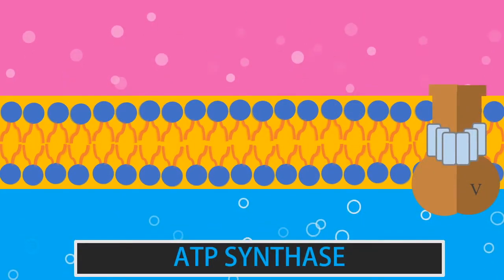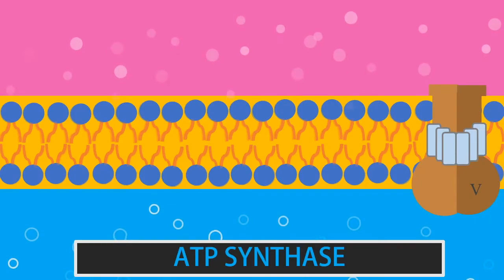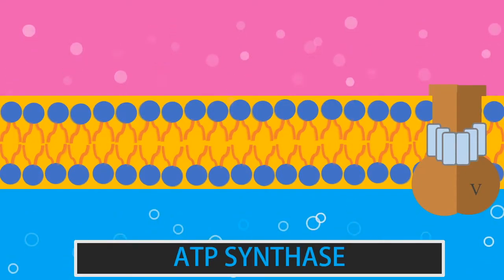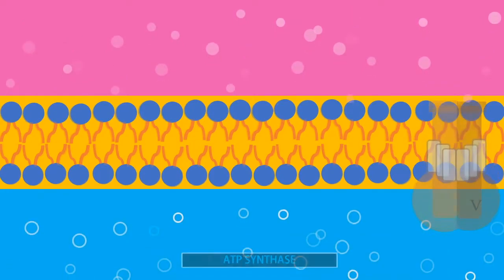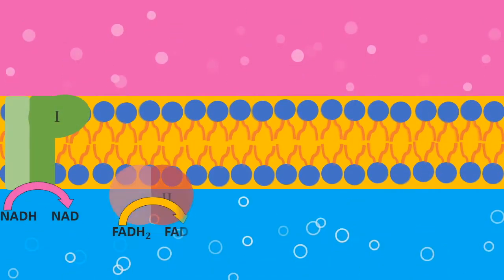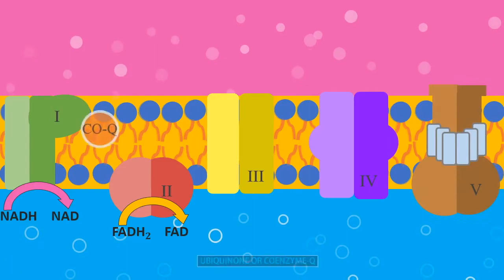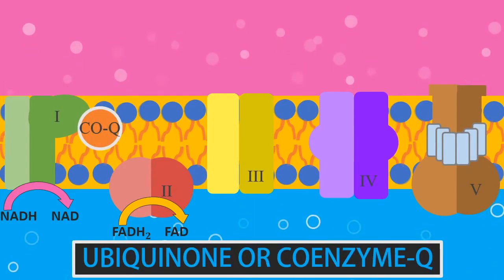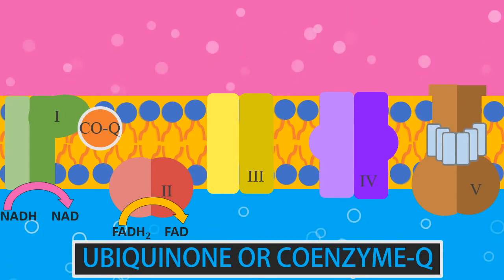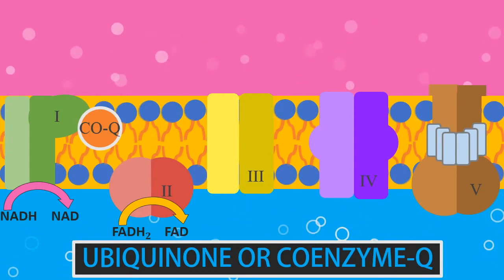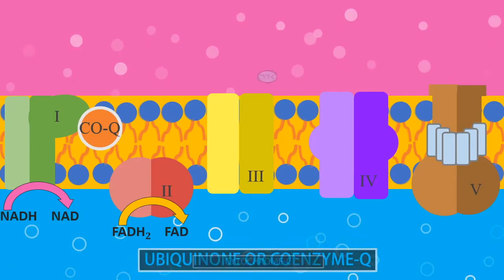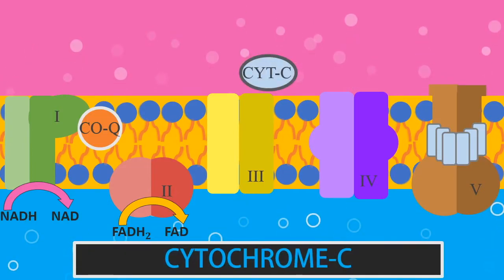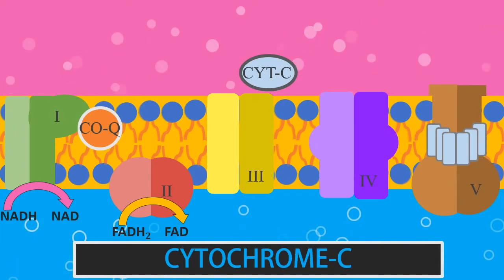ATP synthase, on the other hand, uses the flow of hydrogen ions from higher to lower concentration to generate energy. The ubiquinone or coenzyme Q is a freely permeable molecule inside the inner mitochondrial membrane, and it is used to transfer electrons to the third complex. Cytochrome C is an intermediate protein used to donate electrons to the fourth complex.